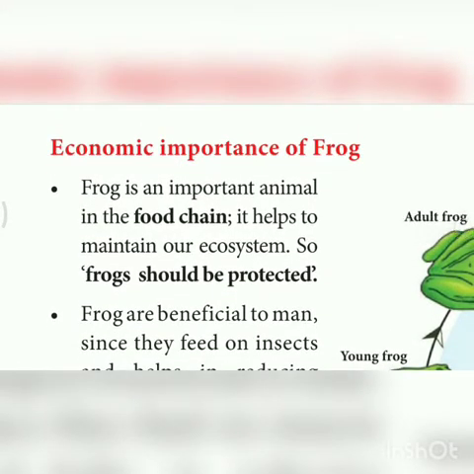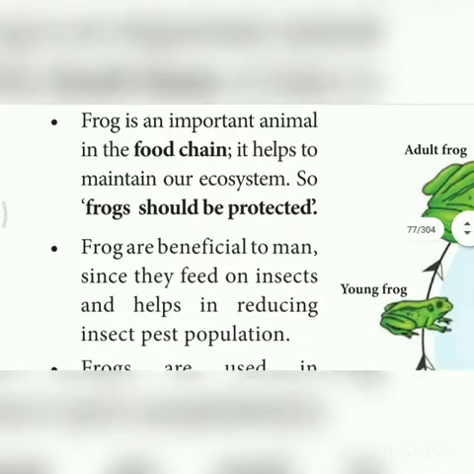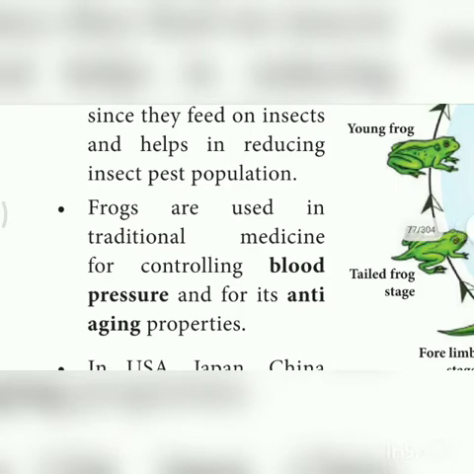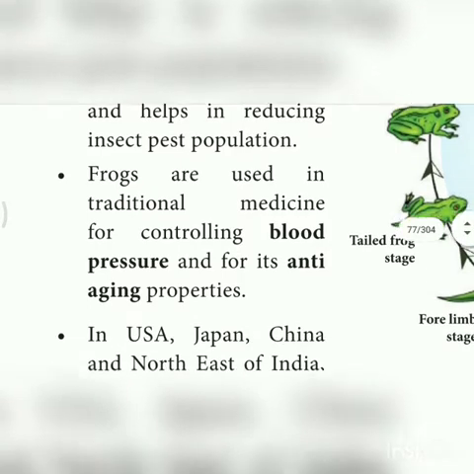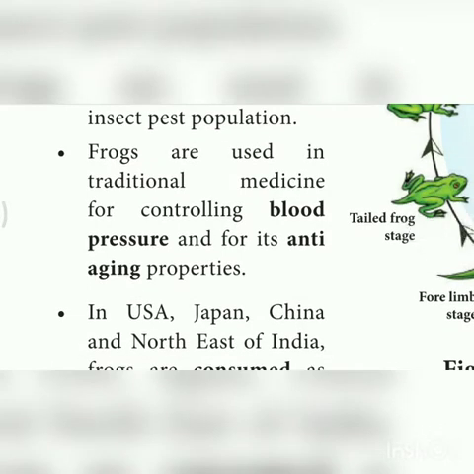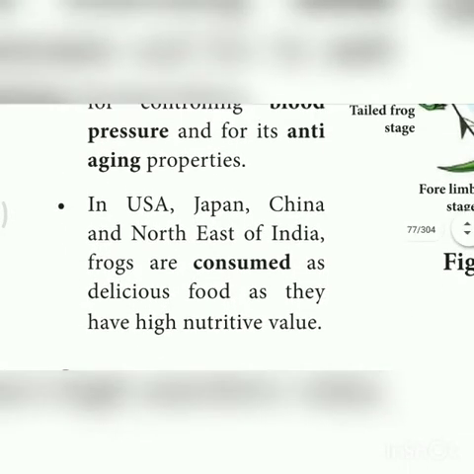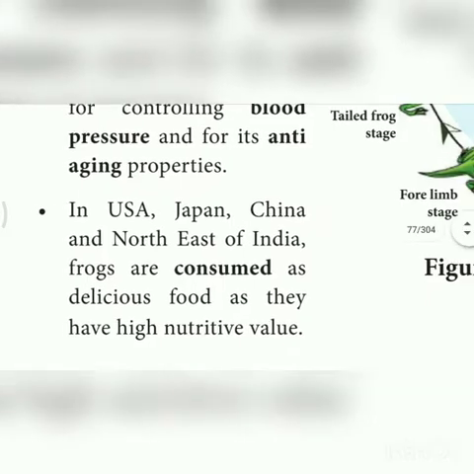So what are the uses of frog or economic importance? It is an important animal in the food chain, and it is also beneficial to man, helping in reducing the insect population, and it is also used as a traditional medicine for blood pressure and anti-aging. And in USA, Japan and China, it can be consumed as a delicious food because it is highly nutritive.